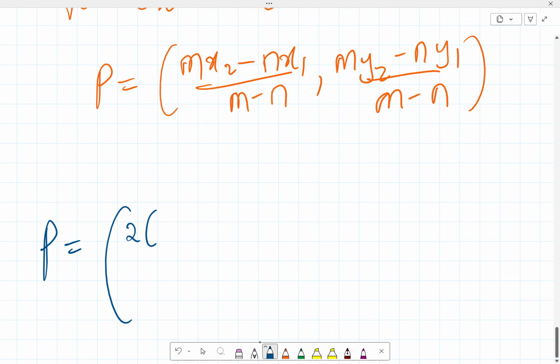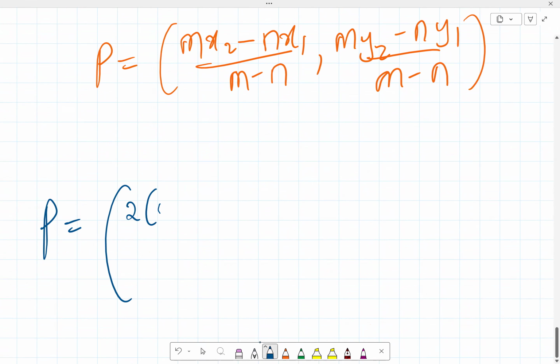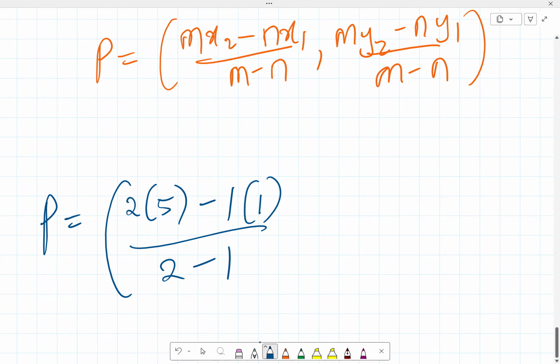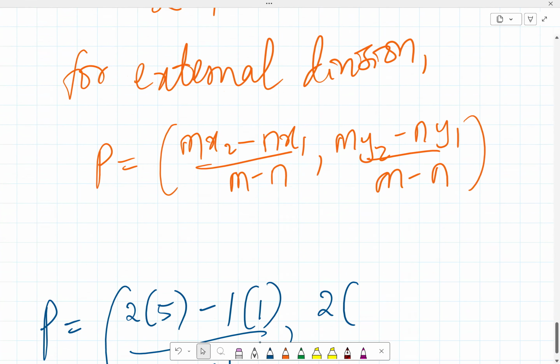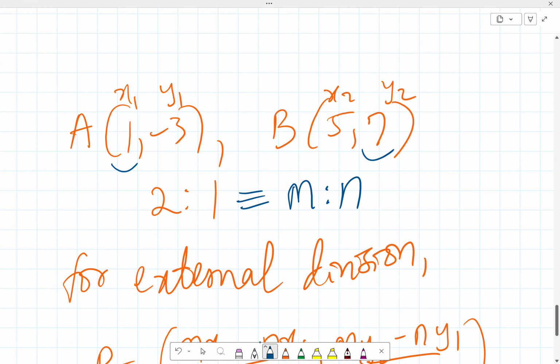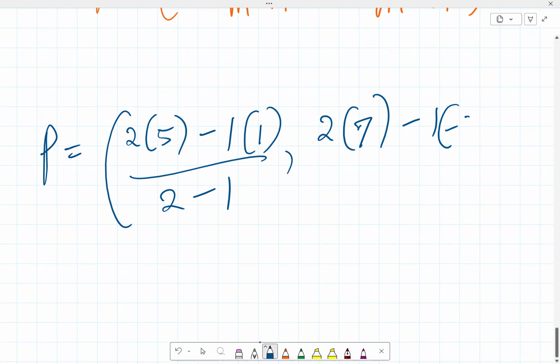So we have 2. X2 is 5. Okay. That's 2 into 5 minus N, which is 1, into X1. X1 is 1 in this case. Then 2 minus 1 because M is 2 and N is 1, comma 2 again into y2. Y2 is 7. So we have y2, which is 7, minus 1 into y1. Sorry, y1 is minus 3. Y1 is minus 3, all over 2 minus 1 again.